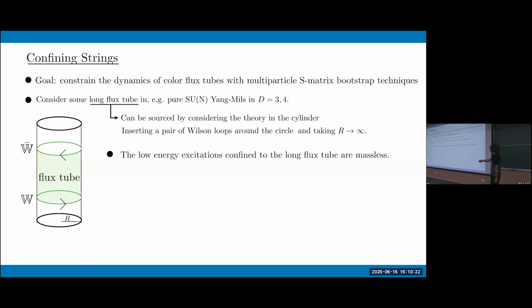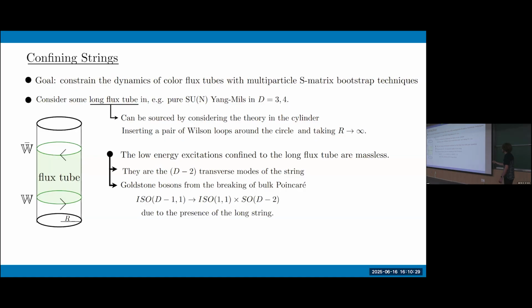And the low energy excitations on top of this flux tube are massless. They're nothing but the transverse modes of the strings, or if you want, the Goldstone bosons from the breaking of the Poincare symmetry due to the presence of the long string, which breaks the Poincare into Poincare along the worldsheet and transverse rotations.